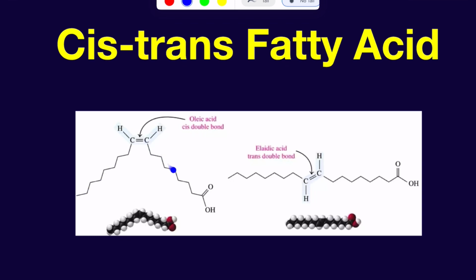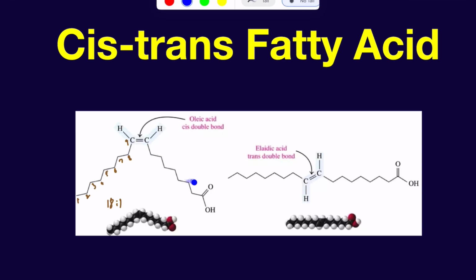If you count the number of carbons in there, oleic acid has 18 carbons. So this is going to be 18:1, meaning one double bond in there. And where that double bond is, if you count, that would be 1, 2, 3, 4, 5, 6, 7, 8, and 9. So this is an omega 9.